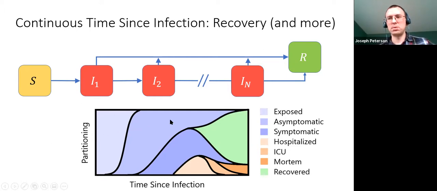Somebody checks into the hospital 3 days, 5 days after they started showing symptoms. Somebody moves to the ICU 6 days after they started showing symptoms. That's how I think the data is more likely to be parameterized than in terms of rate constants, which would have to be inferred from the data.